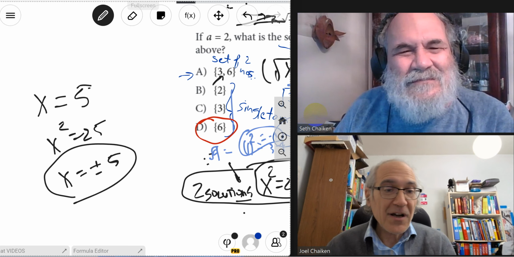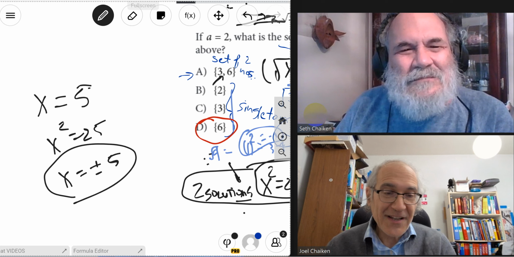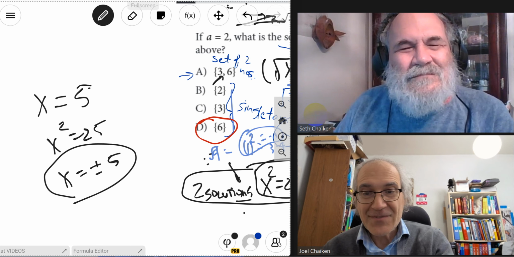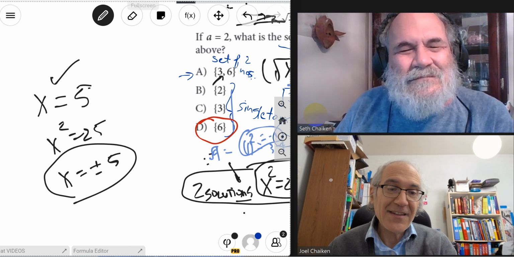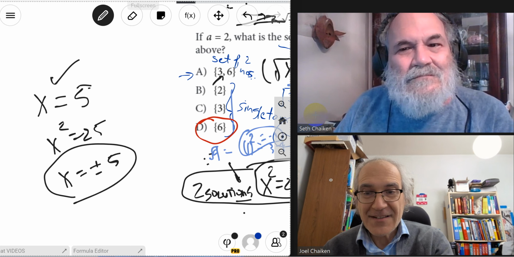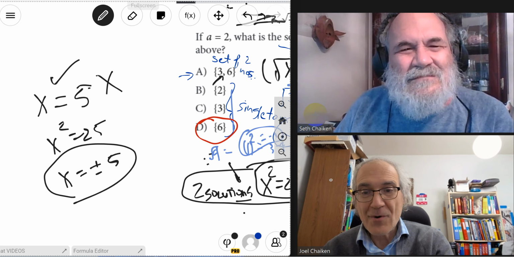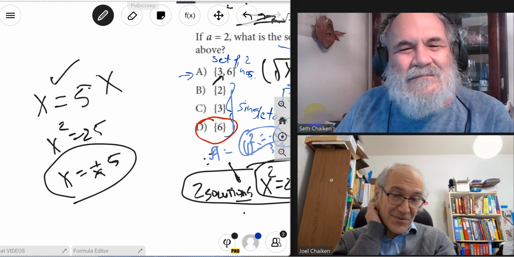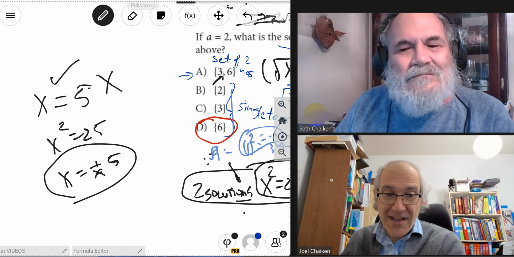Uh-oh. We square both sides. Look, we got 2 solutions. Now we go back, extraneous solution. x is 5. So does x equals 5 satisfy that? Yes. x is negative 5. Does x equal negative 5 satisfy this? No. So that is the extraneous solution. Okay, so that's how you see very quickly that if you have an equation and you square both sides, you can get an extra answer.